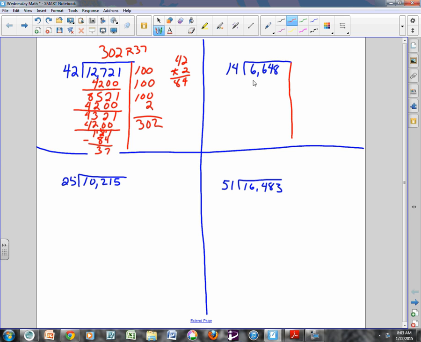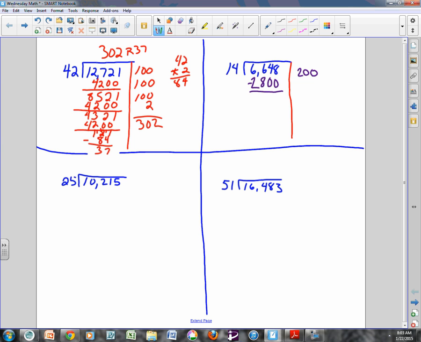I'm thinking of 14, and I kind of want to double that. I want to make that 28 by multiplying by 2. And then I'm going to add 2 zeros to the end. So what I really did is I multiplied 14 by 2, and then I added 2 zeros. So I multiplied 14 by 200, and I got 2,800.